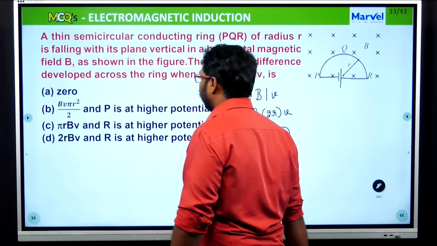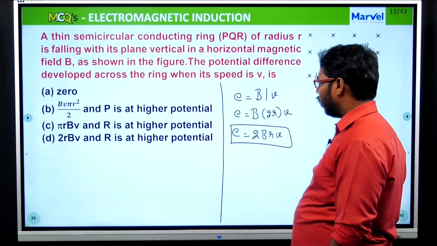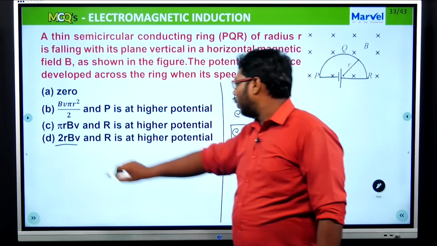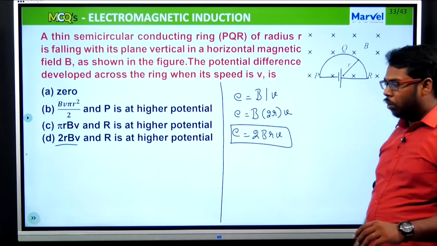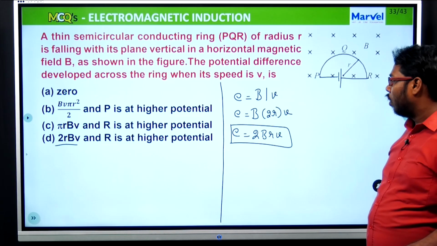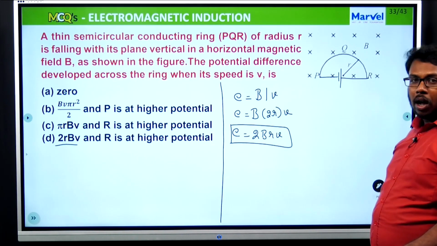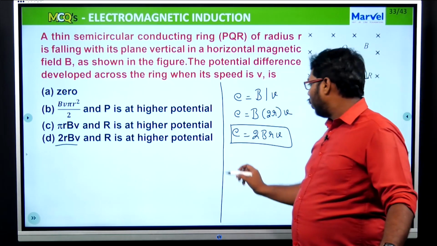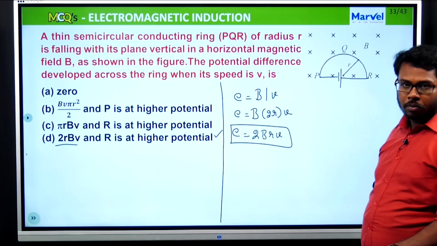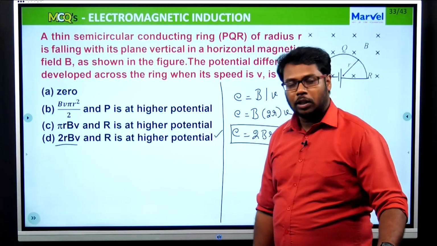Okay, well and good. Now if you just have a look at this, this is the option that is representing whatever we say, B into R into V times 2, and R is the higher potential that we are looking for. So that is our answer. So with this note, I'll just stop this session.